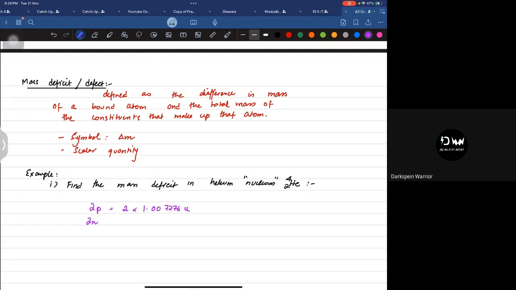Now what you do is, you simply multiply this, and then you multiply the mass of neutron, which was 1.008665 U. Now this is the mass of the constituents, so when they combine, we're going to write the total mass of constituents, which we expect the nucleus to have. So the expected mass is going to be 4.03188 U. I'm going to make sure that I write the maximum number of significant figures.